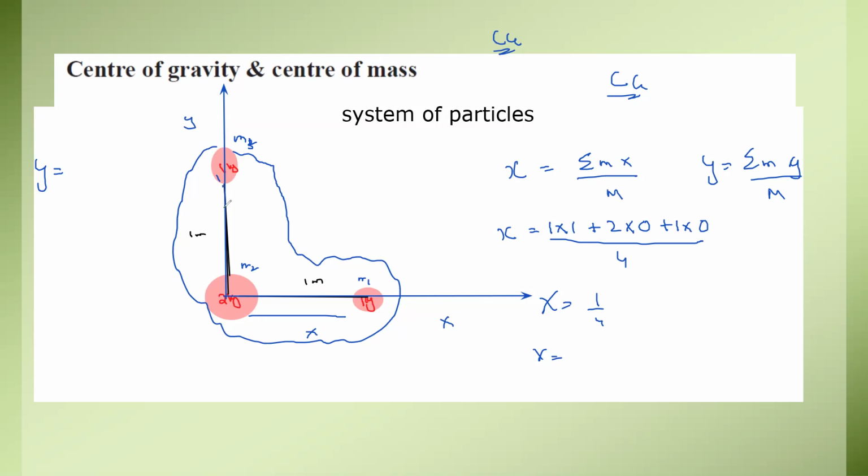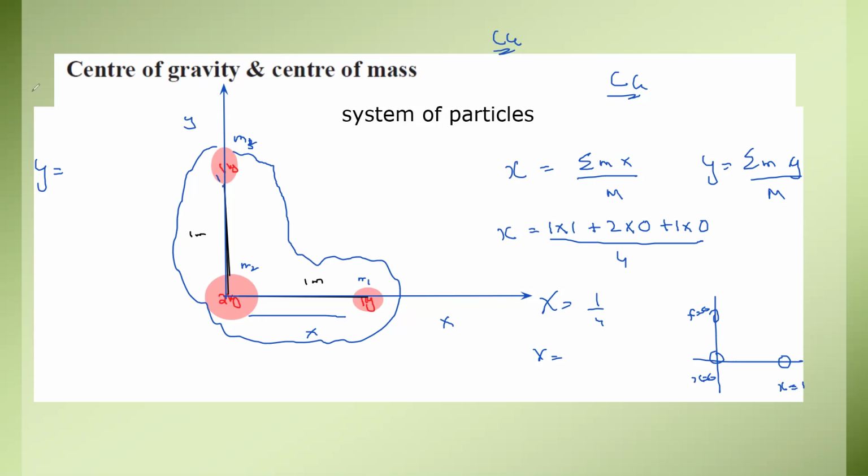The x-axis is a horizontal distance. So when there's a mass, when we talk about the x-axis distance, this x-axis distance was 1. This x-axis distance was 0. And this x-axis distance is also 0.